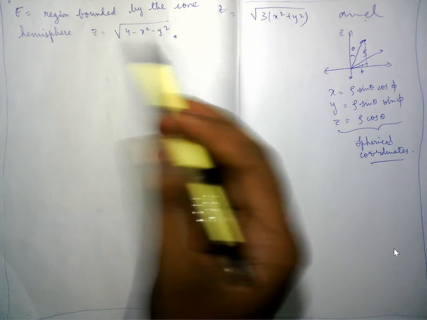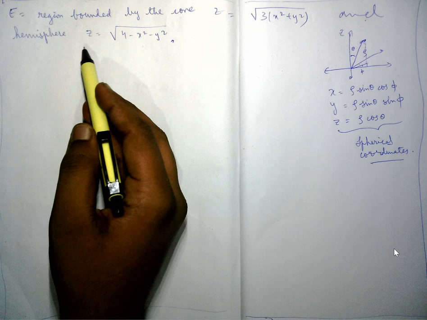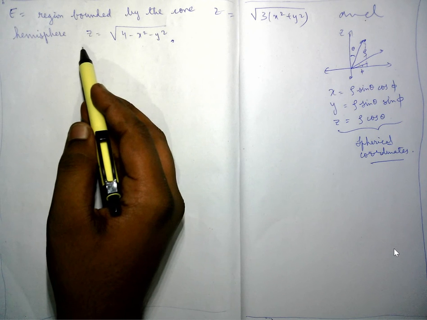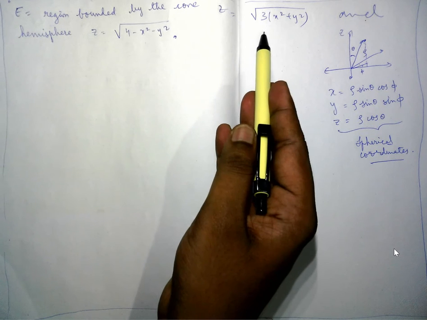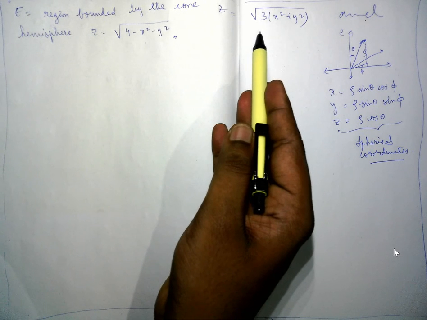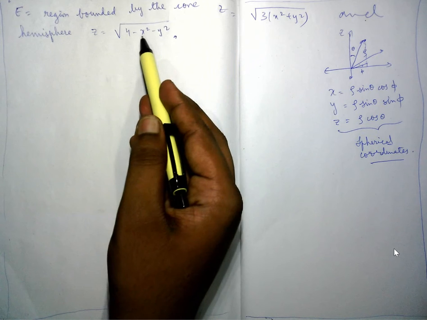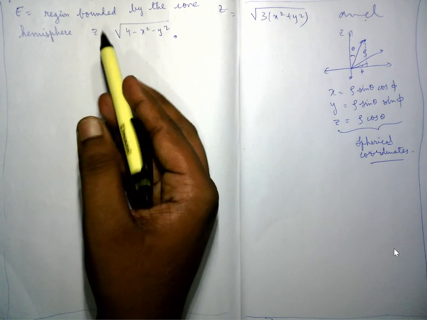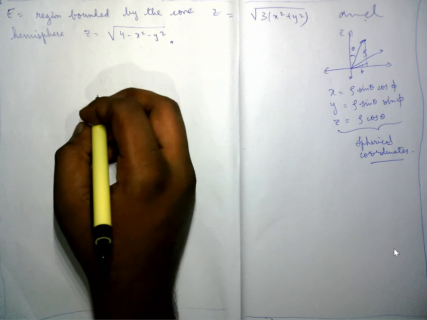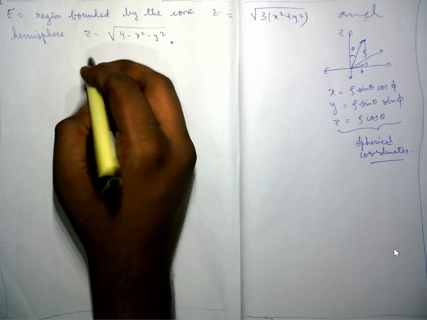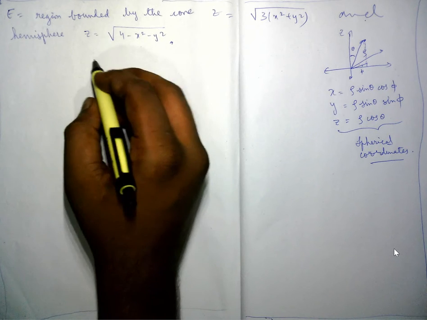In this video, I'll be talking about converting the following region, which is bounded by the cone z equal to root 3 times the square root of x square plus y square, and the hemisphere z equal to root 4 minus x square minus y square, in terms of spherical coordinates. So before anything, we should always draw the diagram.